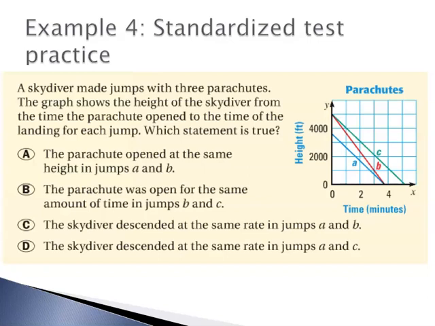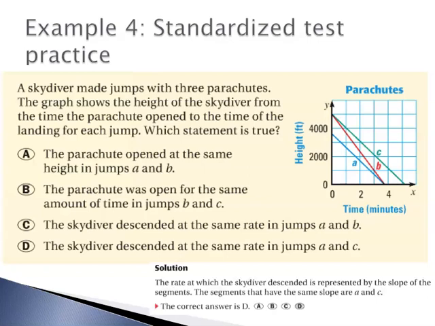Choice D, the skydiver descended at the same rate in jumps A and C. Again, you're looking to see the slopes. Now, in this one, it does in fact look like lines A and C, jumps A and C, have the same slope. So the correct answer here is D.